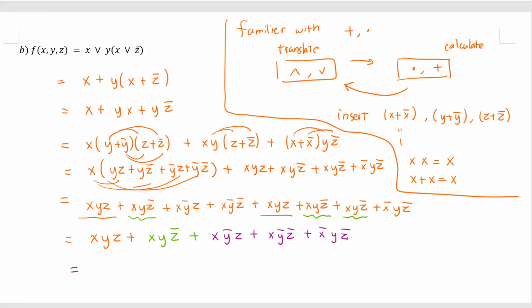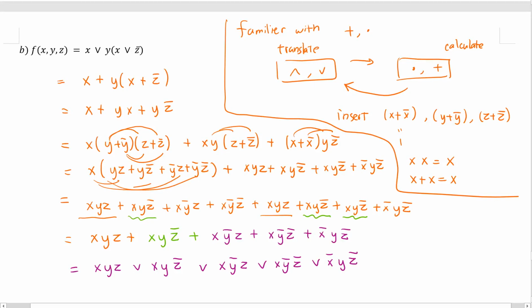And then let's translate back to and/or. So this is xyz or xyz bar or xy bar z or xy bar z bar or x bar yz bar. So far so good. You can see when we translate to plus and multiply, we can use our common algebra and calculate naturally. But when you combine like terms, just keep in mind you won't increase the coefficients. So far so good, everybody.